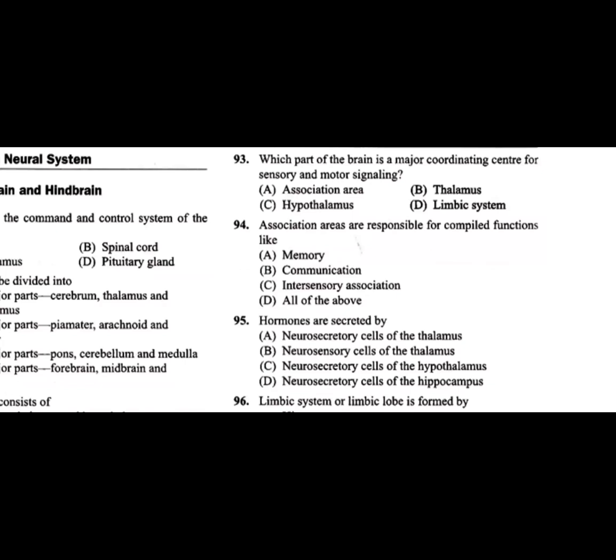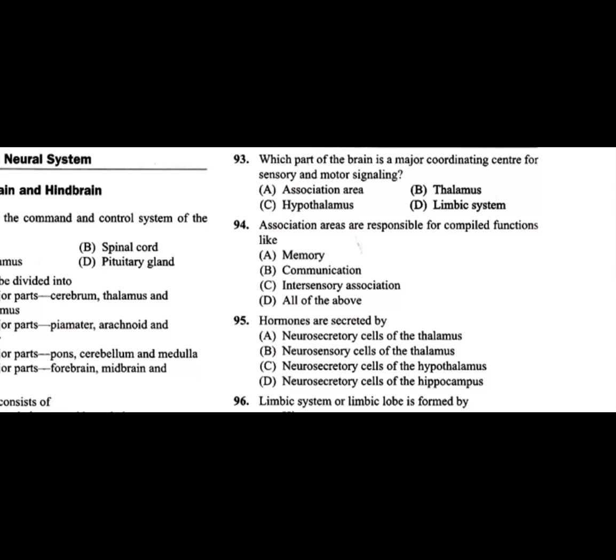As I said, the association area will take the sensory messages which are coming, process them and convert them into a message for the motor nerves, and it can also keep them in the form of memory. So association areas are responsible for complex functions like memory, communication, intersensory association, all of the above. So question number 94, D is the answer, students. The association area can perform memory, communication and intersensory association.